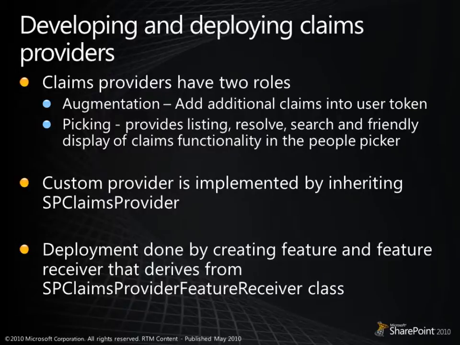In the claims picking role, the claims provider provides listing, resolve, search, and friendly display of the claims functionality in the people picker. Claims picking allows applications to surface the claims in the people picker, for example, when configuring the security of the SharePoint site or SharePoint service. The claims picking functionality enables you to provide search and other functionality for the identities which are provided.